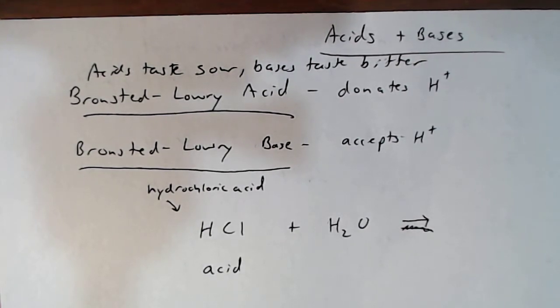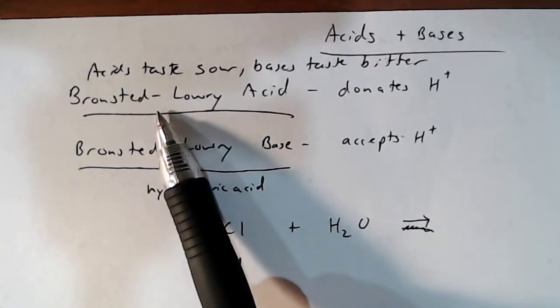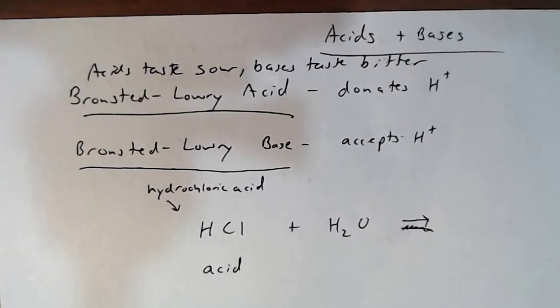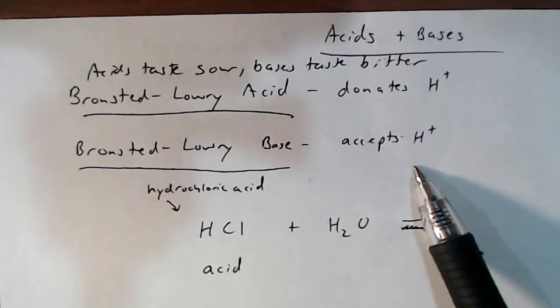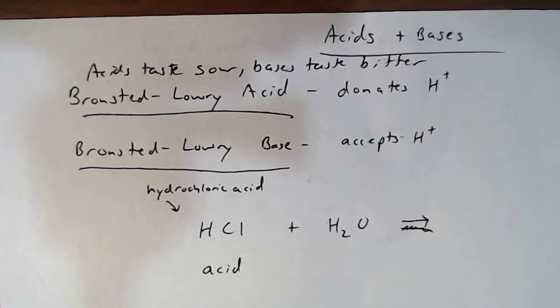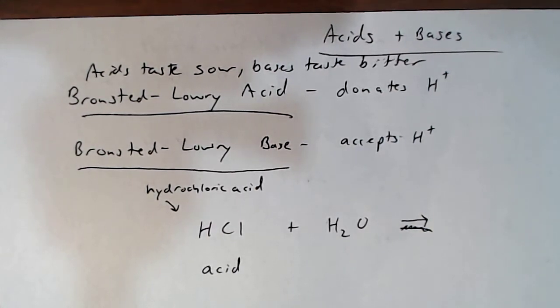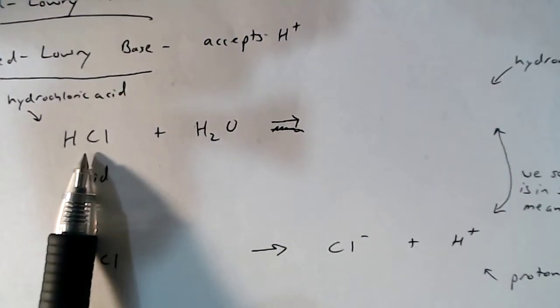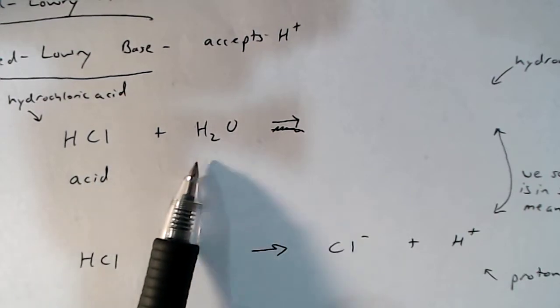The definition we're going to use for acids generally is going to be that of Bronsted-Lowry acids, and those donate H pluses, they give away H pluses, whereas Bronsted-Lowry bases accept H pluses. We can use those facts to predict reactions, like between hydrochloric acid and water.